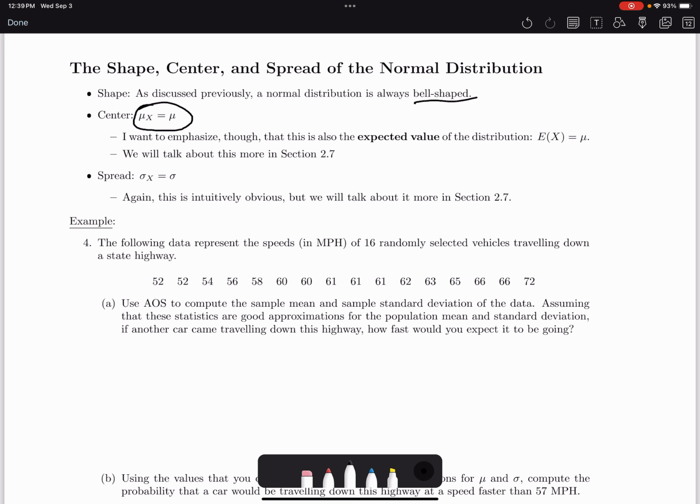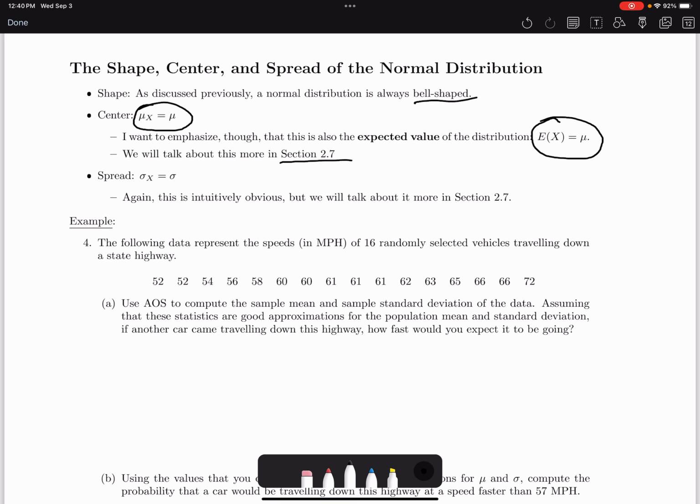So mu sub x, that is the mean of our random variable x, is equal to the mean of the distribution. Intuitively, that's just super obvious, right? But we can also prove it mathematically, and I'll give a link to a video of a proof in section 2.7, in the next section. What I also do want to emphasize here, though, is that this is also the expected value of the distribution. So the expected value is the mean.